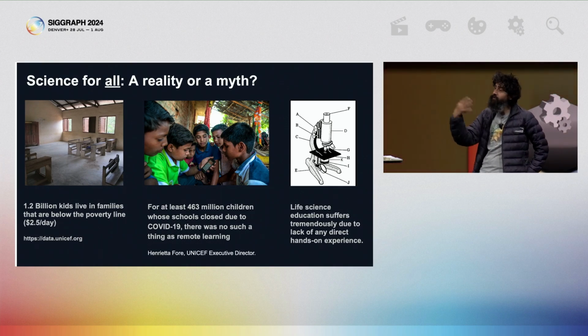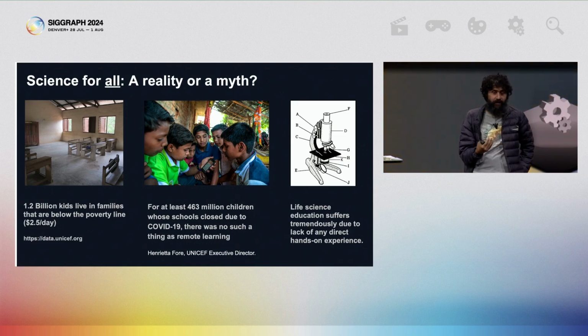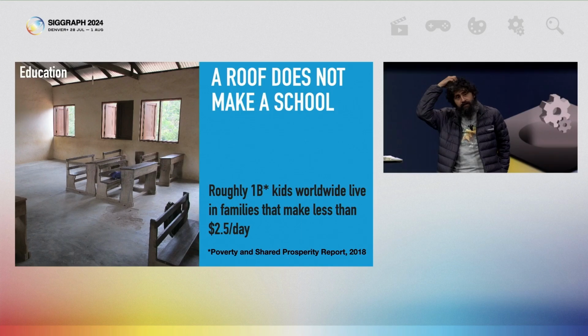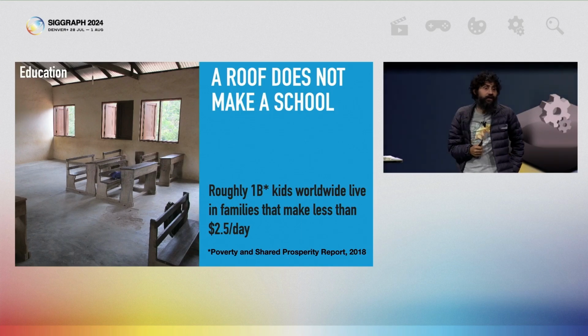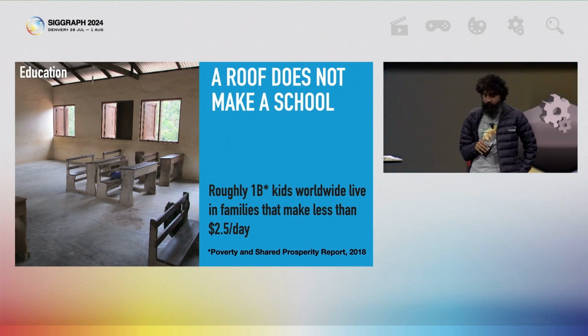For COVID, many of you know what happened to education. It's roughly 500 million kids had no access to education during that time. So one of the things that reminds me over and over again when I think about this is that just a roof doesn't make a school. Unless you can give access to curiosity, it's incredibly difficult for the next generation to be tackling and thinking about these sets of problems that I'm talking about.